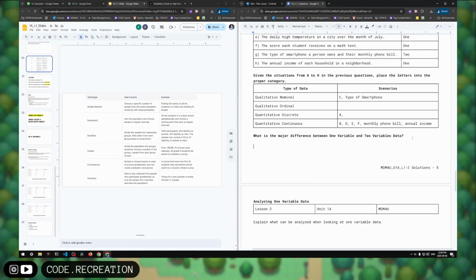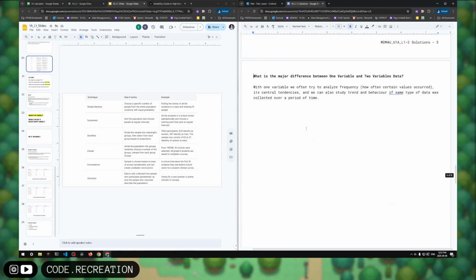Major difference between one variable and two variable. With one variable, we often try to analyze frequency, how often certain values occurred, its central tendencies, and we can also study trend and behavior if the same type of data was collected over a period of time.